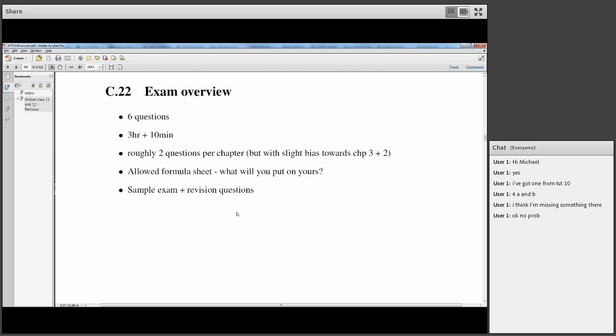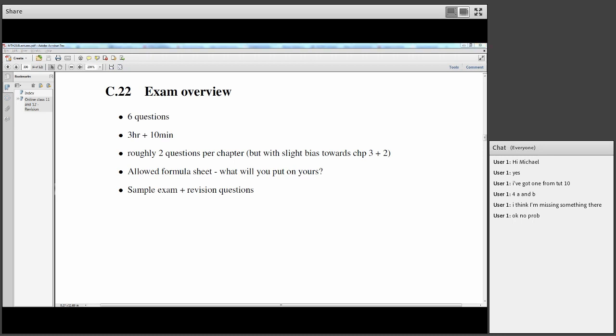Although it's technically a closed book exam, you are allowed a formula sheet, a double-sided A4 piece of paper with anything you want on it. This sheet can be typed, or handwritten, or a bit of both. If you've got good eyesight, you can shrink things down, etc.